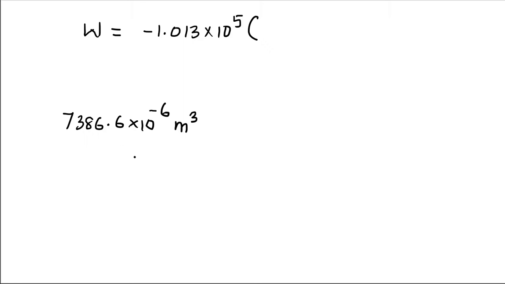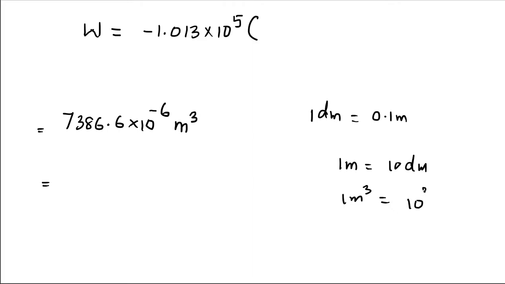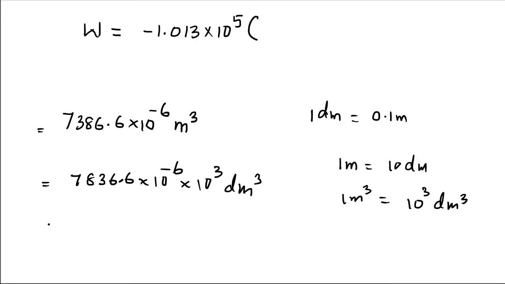Okay, so meter cube to decimeter cube, and we know 1 decimeter is equal to 0.1 meters. From this I can say 1 meter equals 10 decimeters, so 1 meter cube is equal to 10 power 3 decimeter cube. So it gives us 7386.6 times 10 raised to the power of negative 6 times 10 raised to the power of 3 decimeter cube. So we will end up with 7836.6 times 10 raised to the power of negative 3.